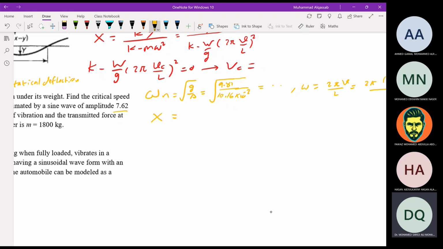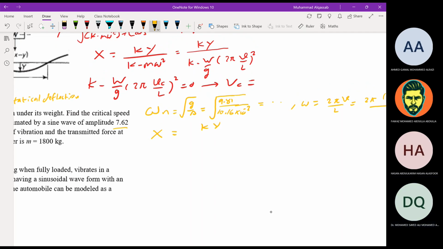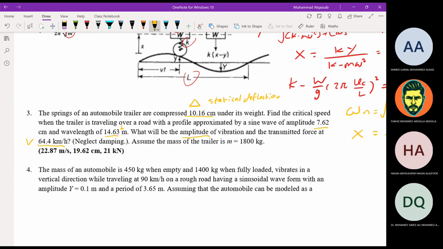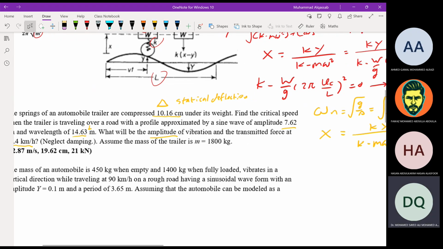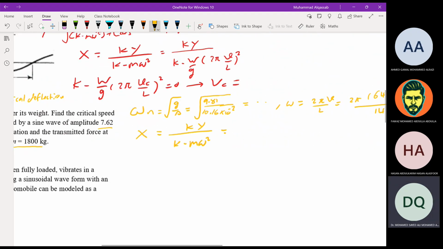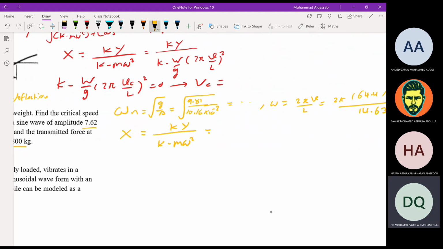It was with undamped, it is ky divided by k minus m omega squared, right? So you can divide by k. We don't have the value of k. You can calculate the value of k if you want, if you have the mass. Okay, yes, we have the mass. So you can calculate k. But if you don't want to calculate k now, at this stage, you can divide by k. This will be y divided by 1 minus omega over omega n squared.